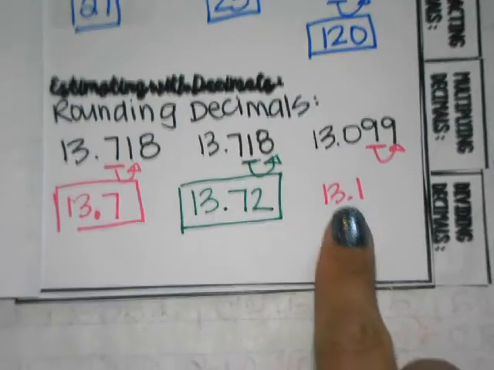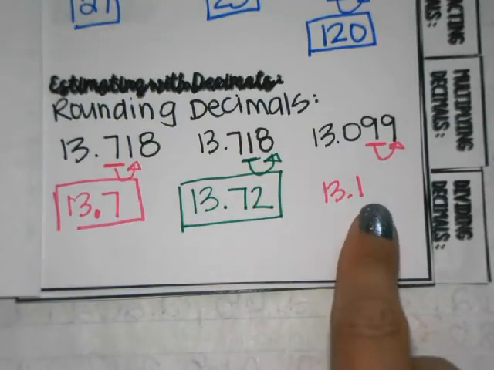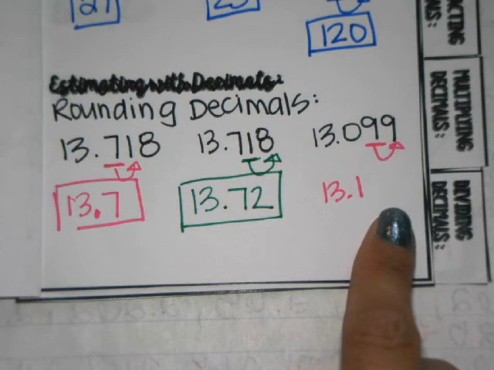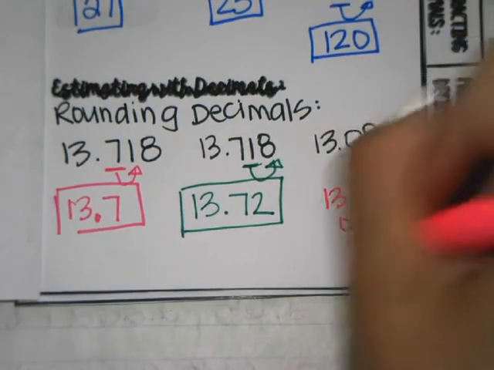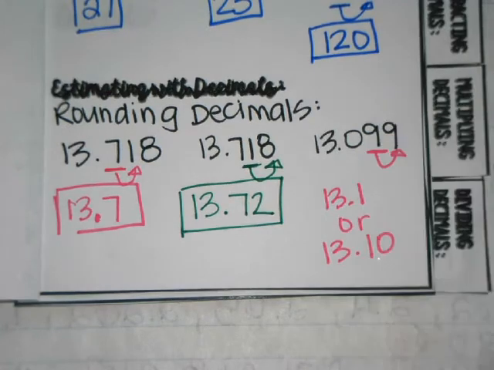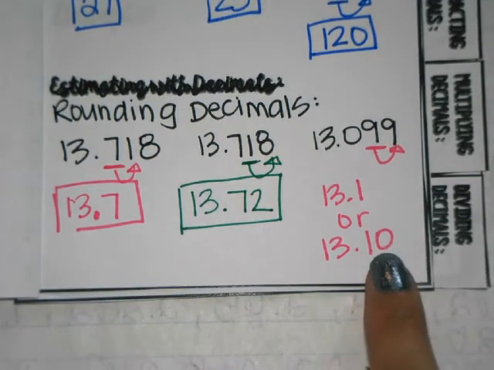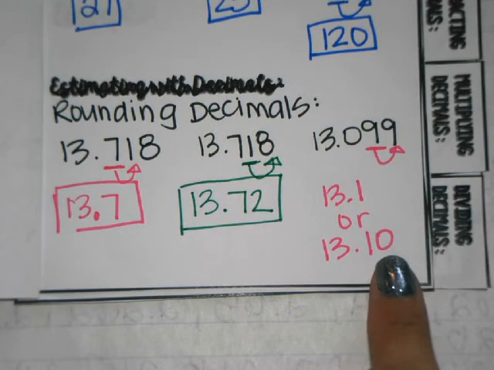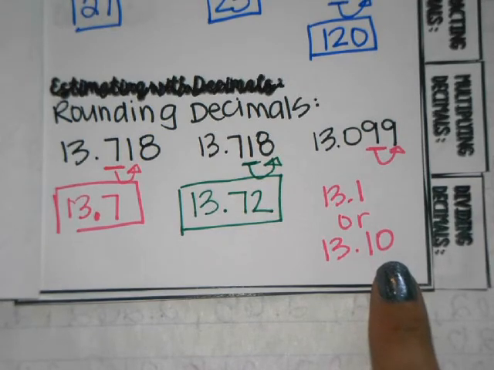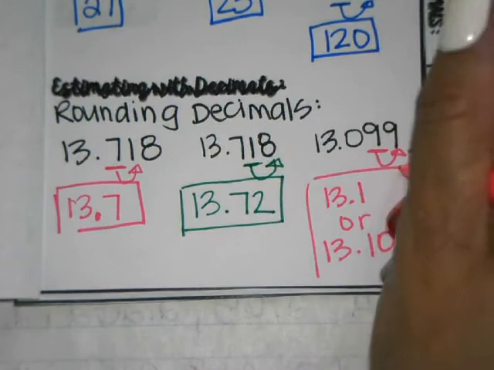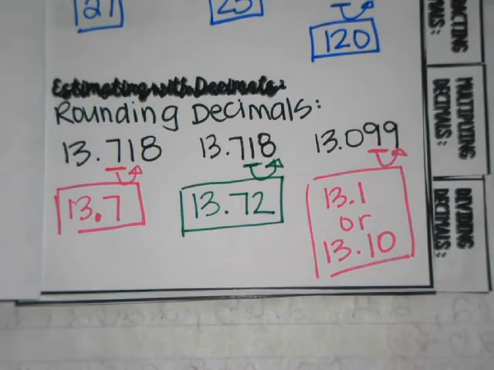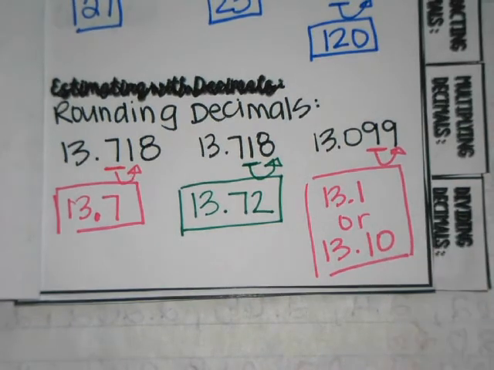I will accept 13.1, but that 1's in the tenths spot, right? So what else would I accept? Yeah, technically, if you want to be technically correct, you'd add that 0 in because it's in the hundredths spot. Does that make sense? But these both mean the same exact thing, so you would be right either way. But the second one is technically the hundredths place.